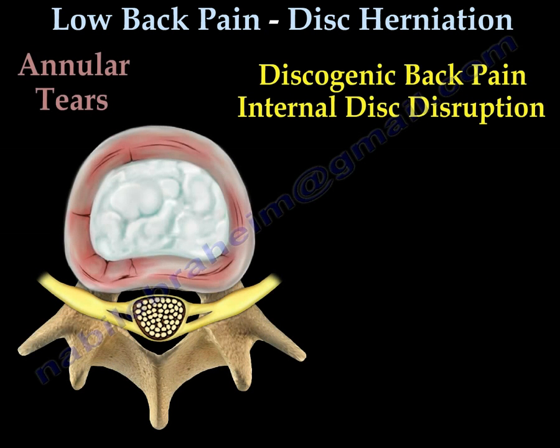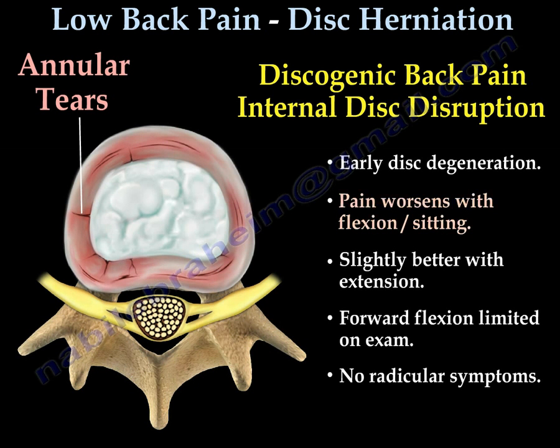Discogenic back pain. It's an internal disc disruption with early disc degeneration. The patient is worse with flexion and sitting, and better with extension. Forward flexion is limited on exam and there are no radicular symptoms.